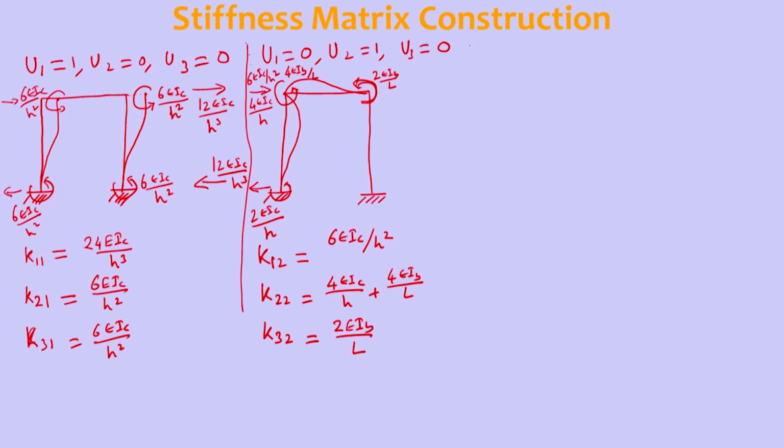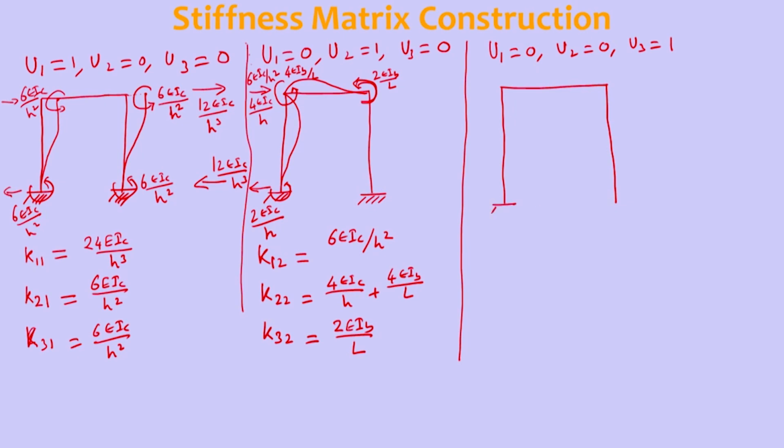So this is the second column of the stiffness matrix, and the third column we can construct by U1 equal to 0, U2 equal to 0, and U3 equal to 1. Here in this case we will do similar operations.